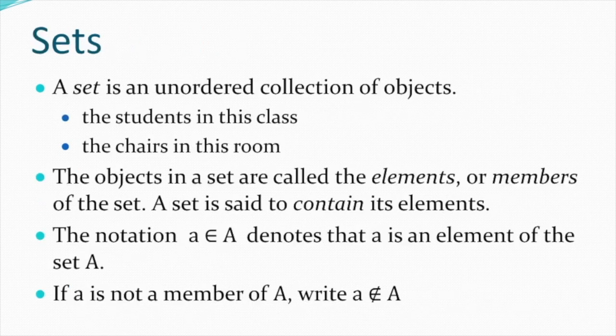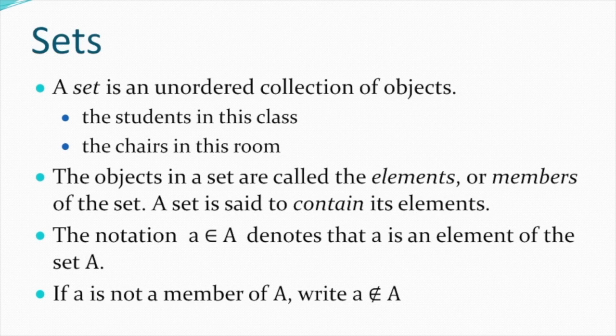So a set is an unordered collection of objects. And objects could be anything. This could be the students in this class. It also could be the chairs in the room. The objects in the set are called the elements or the members of the set. And normally, the relationship between the set and its members is basically containing. So a set contains those members.